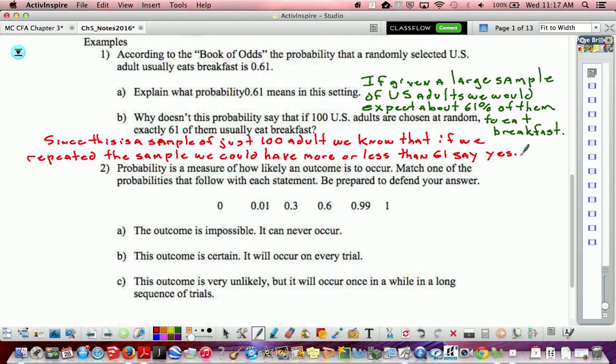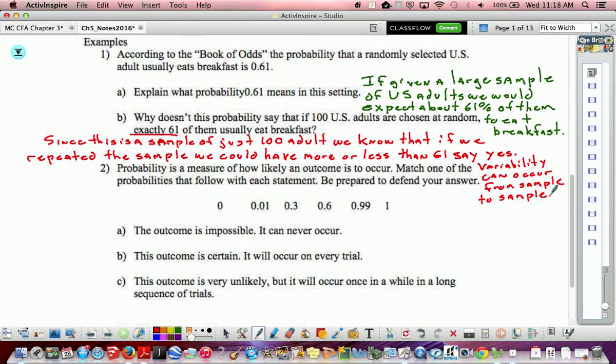The key part here is we can't say the word exactly, because we know variability can occur from sample to sample. I might even just note that. Variability can occur from sample to sample. Because if it was exact, if we each went out and surveyed 100 U.S. adults, we should all get 61. But we know that that may not be the case.